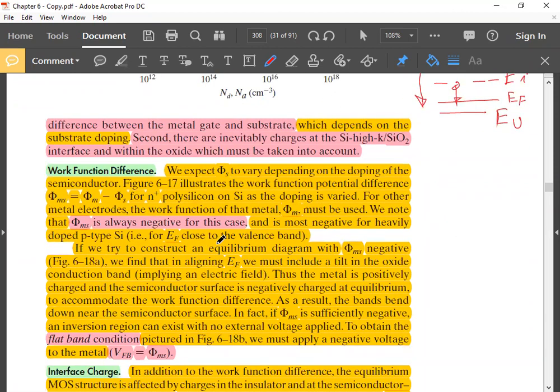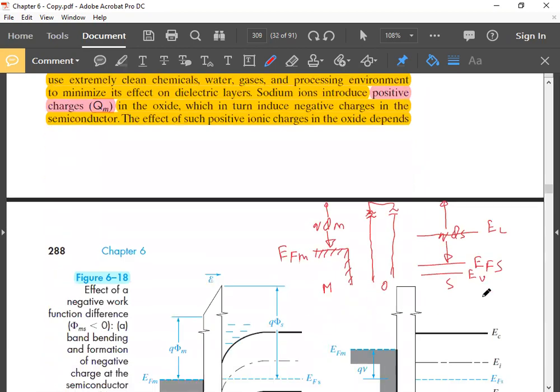If we try to construct an equilibrium diagram with phi ms negative, we find that in aligning EF, we must include a tilted oxide conduction band, which implies an electric field. So I have drawn it here. Before joining metal, oxide, and semiconductor, this is the energy band diagram. This is metal with EFM. This is oxide. This is the oxide conduction band. This is the p-type semiconductor with EF close to EV.